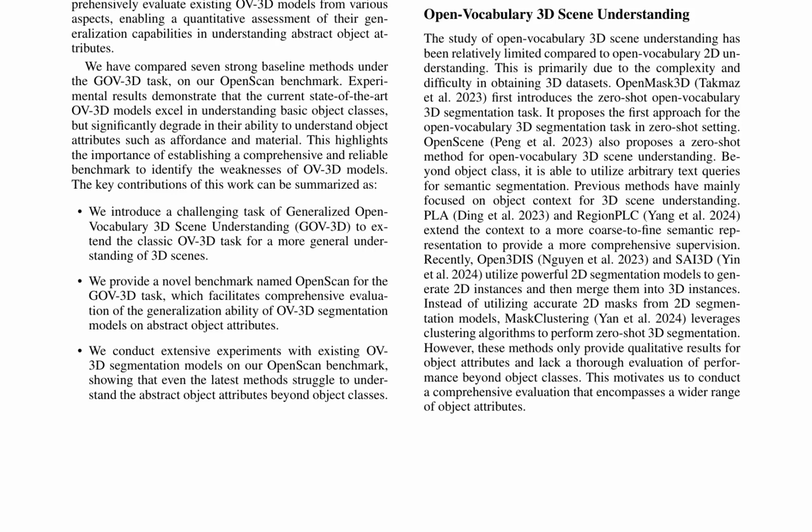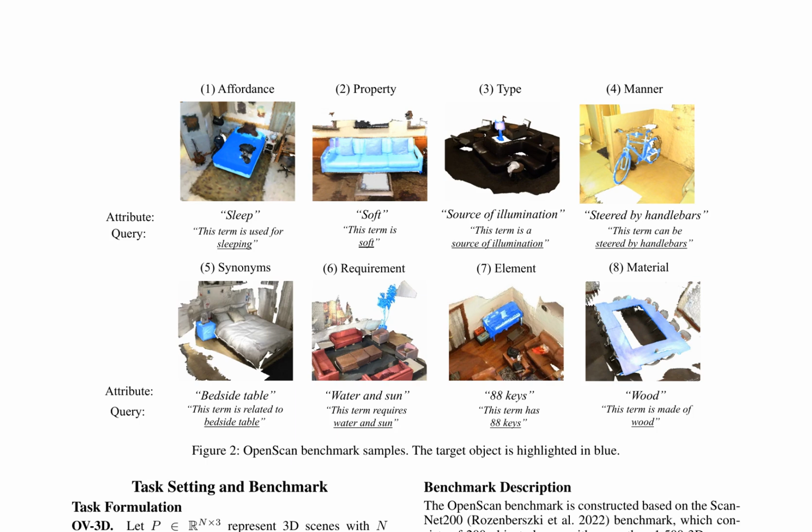The author's work aims to address these limitations by conducting a comprehensive evaluation that encompasses a wider range of object attributes. The OpenScan benchmark is a novel dataset for the Generalized Open-Vocabulary 3D Scene Understanding, GOV3D, task, which aims to enhance the understanding of 3D scenes in machine learning models. It consists of 200 object classes with over 1,500 3D scans, providing attribute annotations for each object.